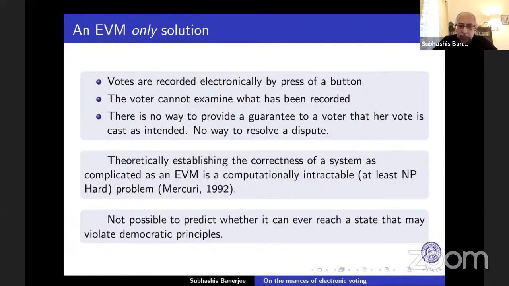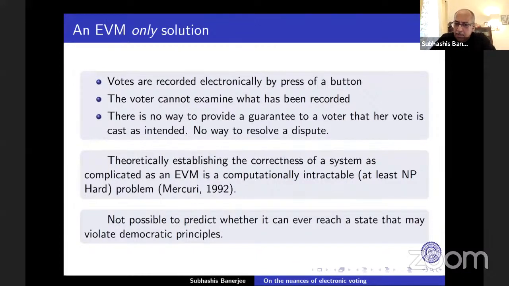So there is this classical paper by Rebecca Mercuri, actually a PhD thesis from 1992, where she showed that a machine as complicated as an EVM, which means that it has a memory, it has a few registers, it records the vote in an EEPROM kind of a device, and it has push buttons, a system as complicated as that cannot be proved to be correct. Proving it correct is at least NP hard, may even be undecidable. That's what she proved as a theorem, that nobody can ever prove with bounded resources that an EVM is correct. So that's an impossibility result.